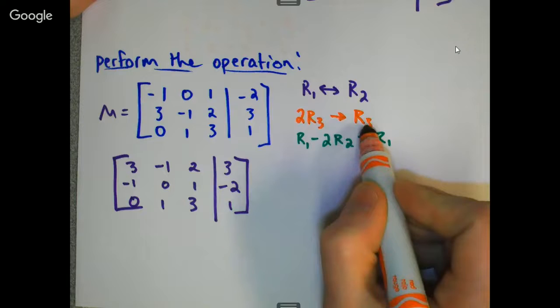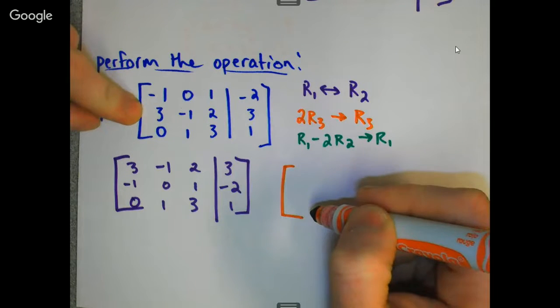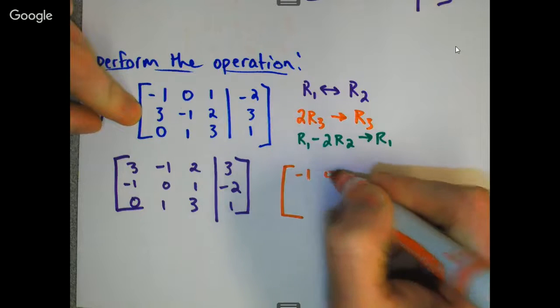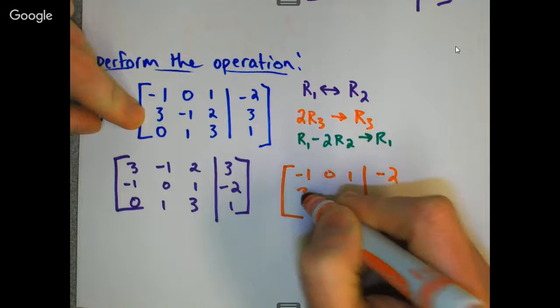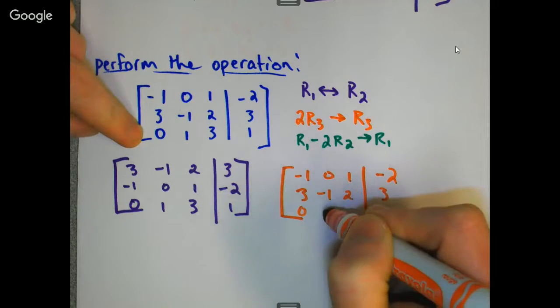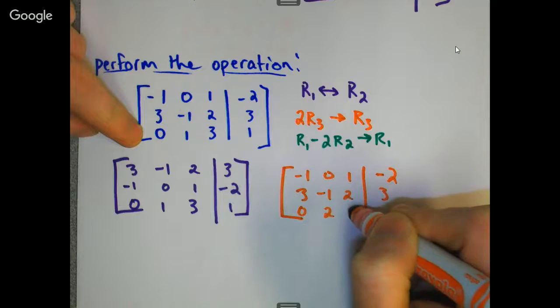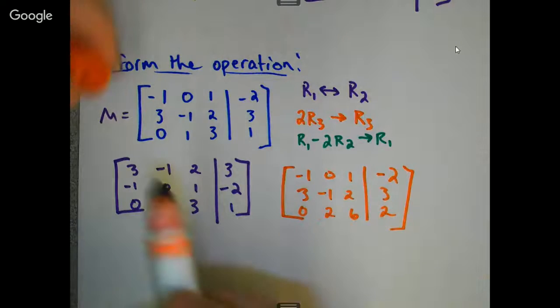For this next one, we're going to take 2 times row 3 and put it right back where row 3 is. So I'm going back to this original matrix up here. Row 1 isn't changing at all. Row 2 is not changing at all. And row 3, we're simply multiplying by 2. So everything in there should be doubled.